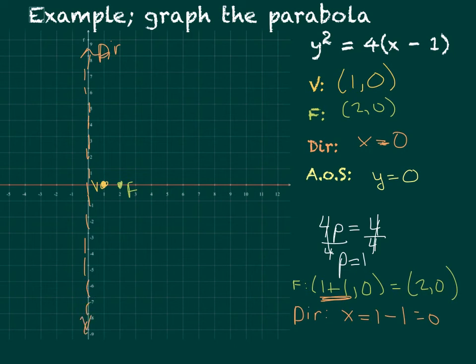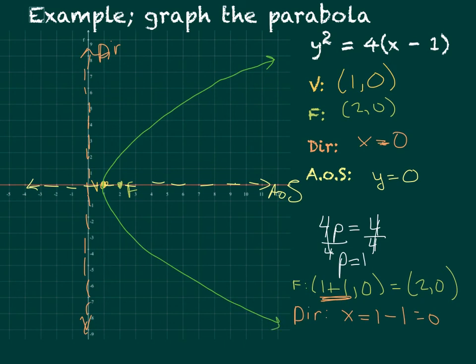All right, and finally, my axis of symmetry is going to cut the graph in half and go through my vertex and my focus point. All right, so the last thing we do is actually graphing the real graph, which is going to curve around the focus and away from the directrix. So that would be your final graph.